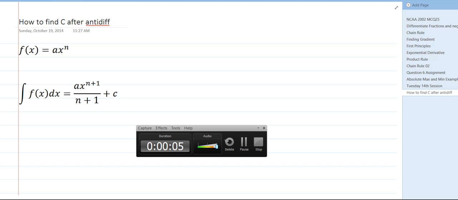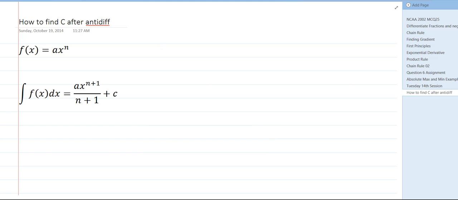Hey guys, I'm just going to show you today how to find out C, which is after you've anti-differentiated your problem. This is your C, okay? Let's do a few examples here. I'm going to just take out a quick example.